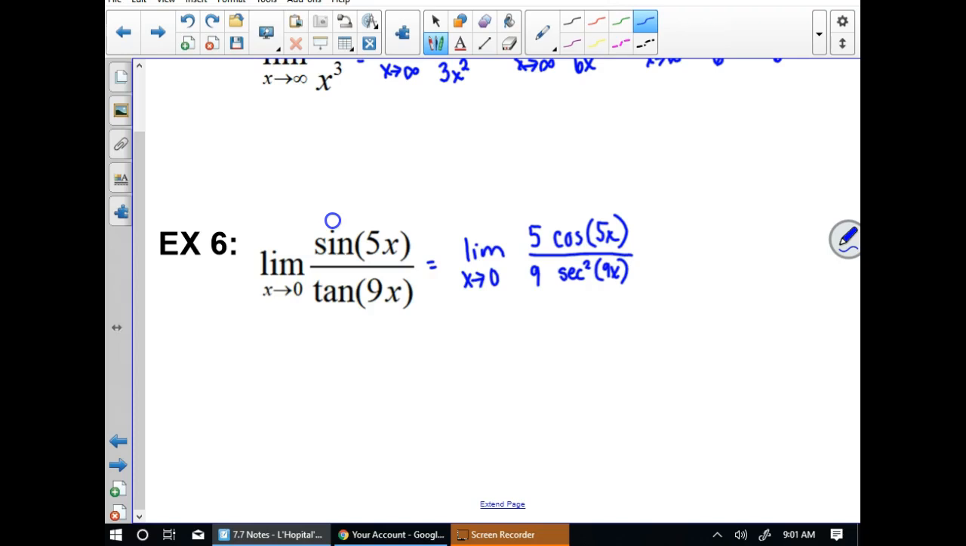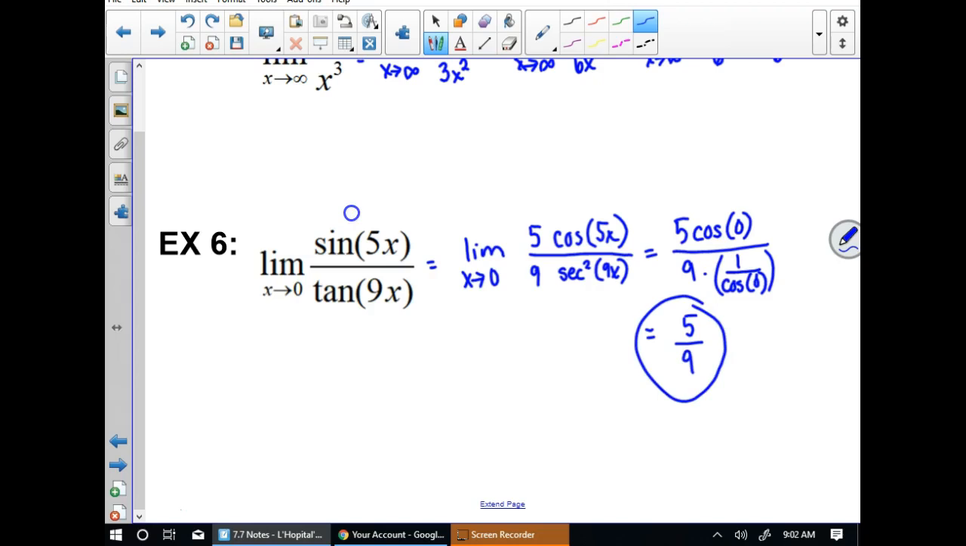So we're not going to be getting 0 over 0 here. Secant always messes me up, so I have to think of it like this. We're going to have 5 cosine of 0 over 9 times, I'm going to make this 1 over cosine of 0, because secant is not a value that I really remember so well. So cosine of 0 is 1, so you just have 5 over 1 over 1 is still 1. So 5 over 9 is your answer.